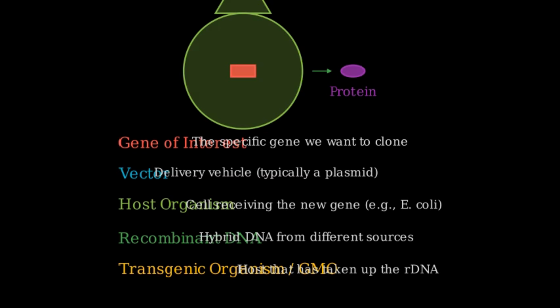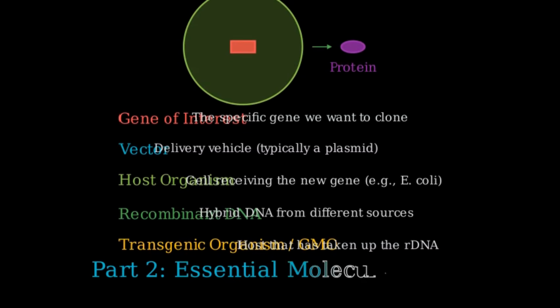Recombinant DNA or rDNA, the resulting hybrid DNA molecule created by combining DNA from two different sources. For example, a human gene plus bacterial plasmid. Transgenic organism or genetically modified organism, GMO, the host organism after it has successfully taken up the recombinant DNA.